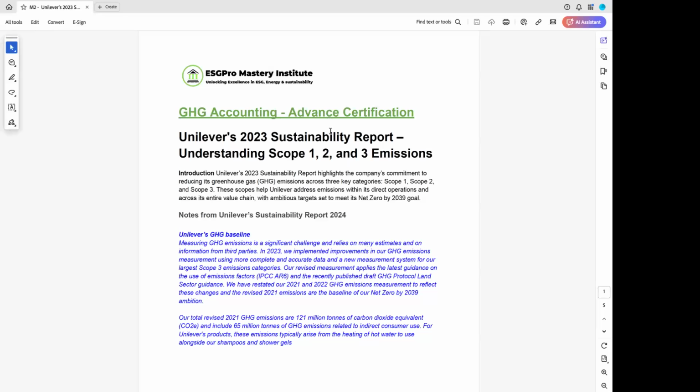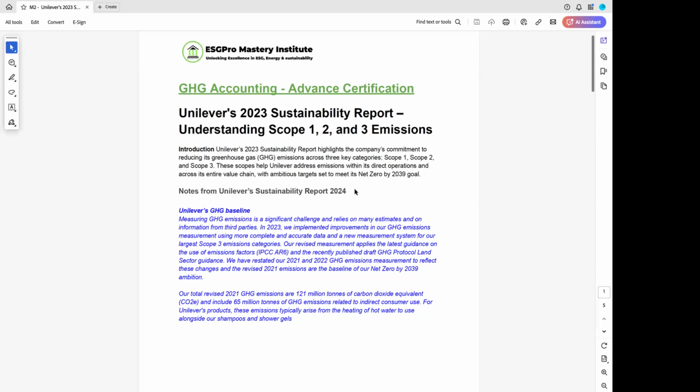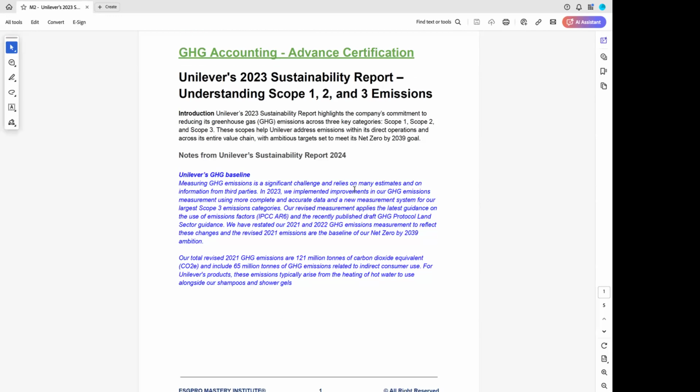Basically, they have submitted their sustainability report in 2024, and they have set an example, where they have declared, and the company has committed, that they are going to reduce emissions in all three categories, scope 1 to 3. They have set out a goal which they have called ambitious, that by 2039 they are going to achieve the target of net zero.